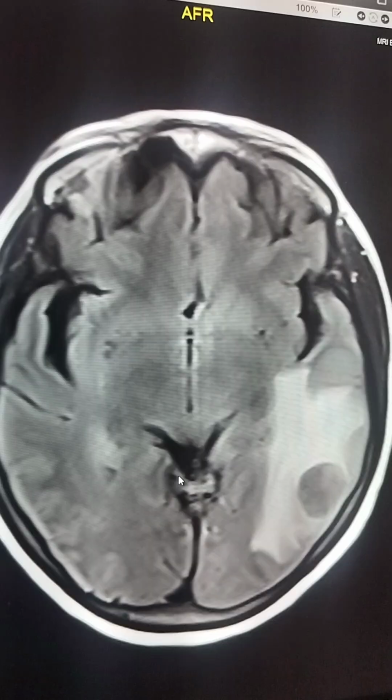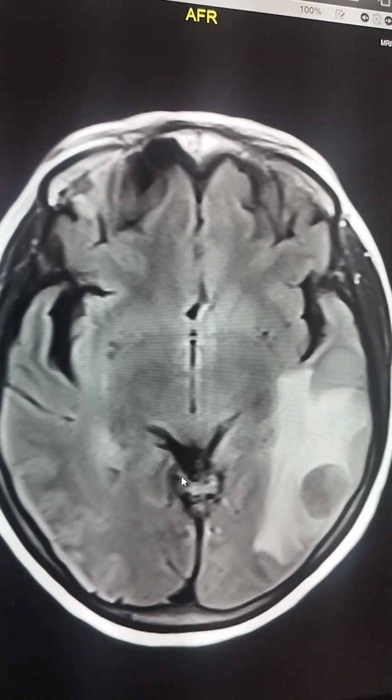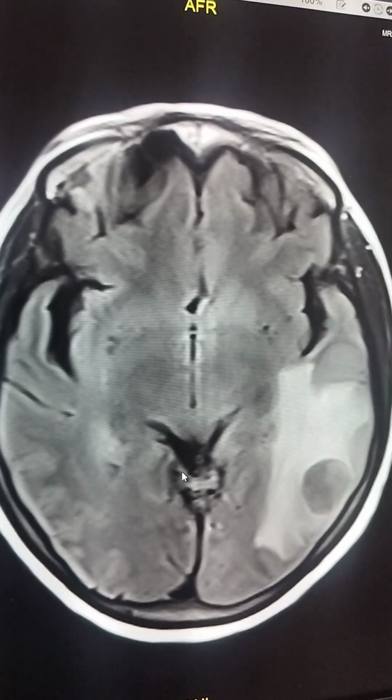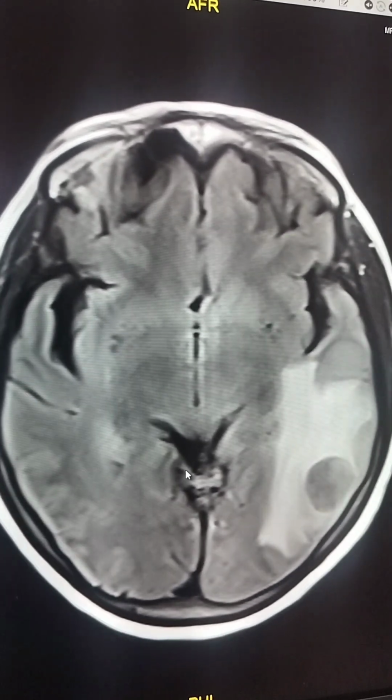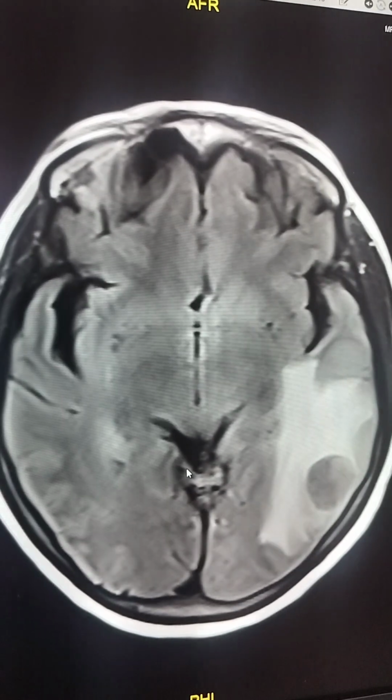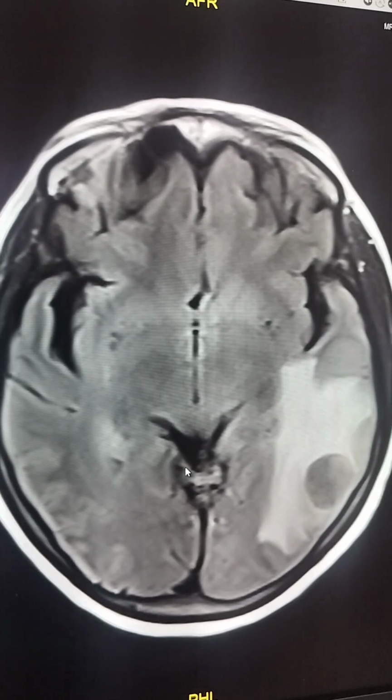I hope you will all remember this case for a long time and take a take-home message from here: how to evaluate a case of MRI, seeing all brain sequences very properly without jumping onto the diagnosis at once.